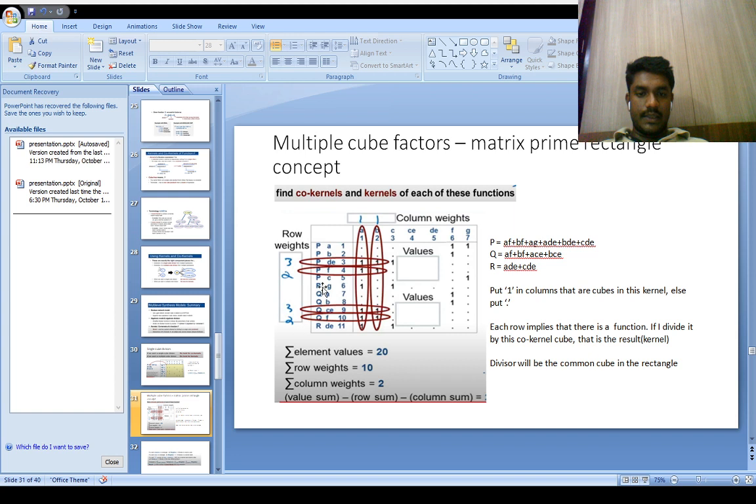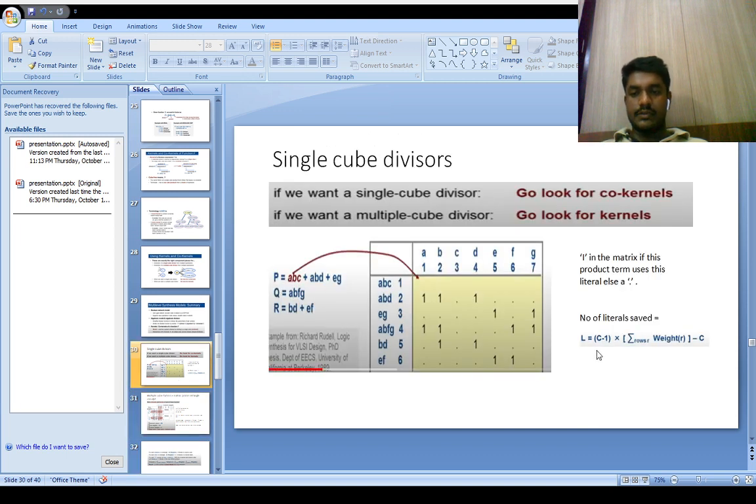And now when we are mapping with the rows like this and like this and like this, this is the common cube in the rectangle, this is the common cube in the rectangle. And we have a formula to find the common cube in the rectangle. L is equal to (C minus 1) into the sum of rows into weight of R minus C. And now I will explain one example.